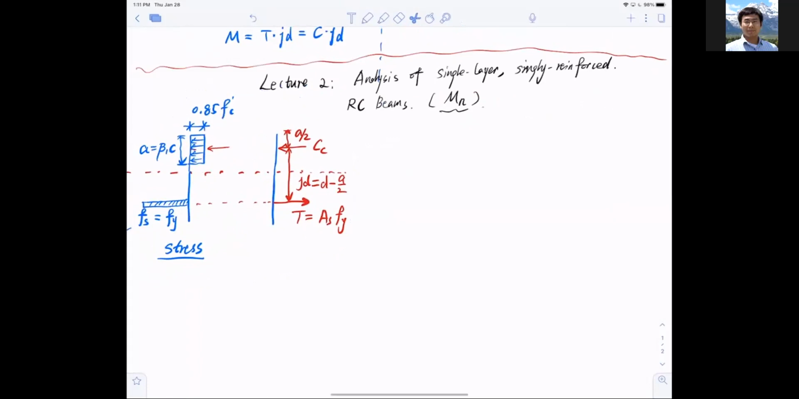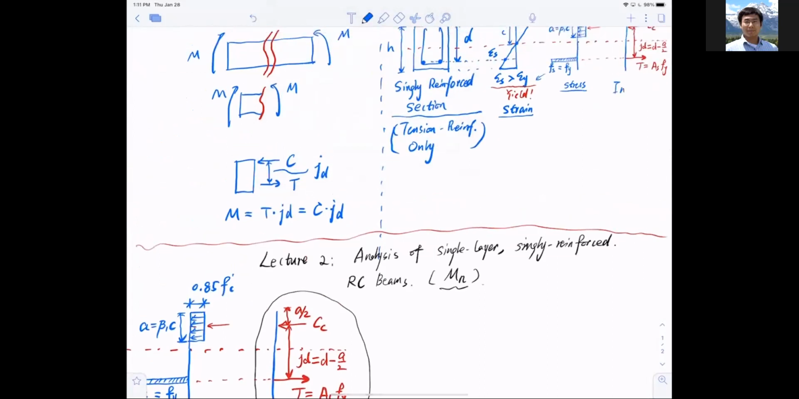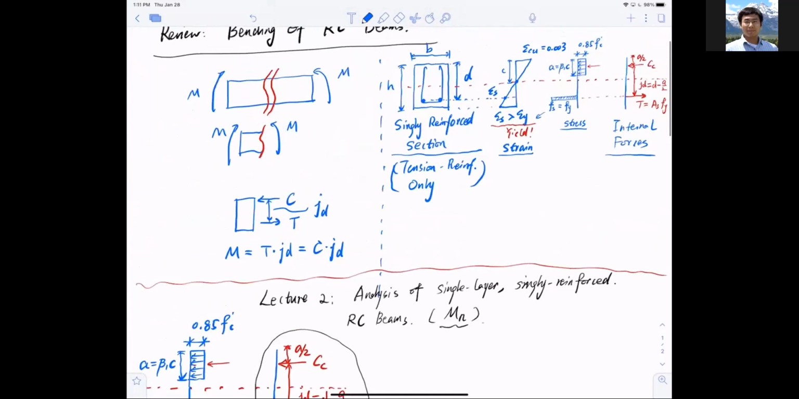So we already analyzed this. We say that in this, what we call the internal forces. By the way, I forgot to label it, so put it here. This is called internal forces. All right, so please follow me. Just do a quick check. So I have section, strain, stress, and internal forces.